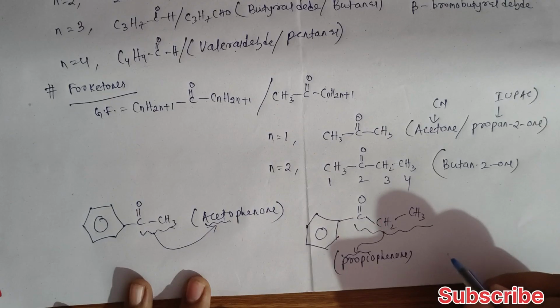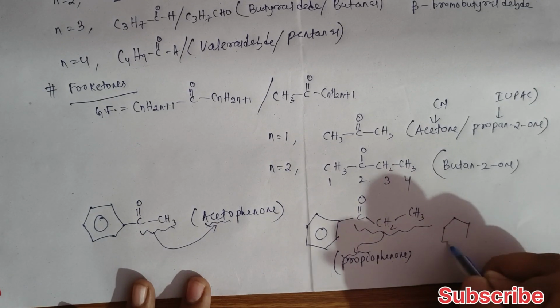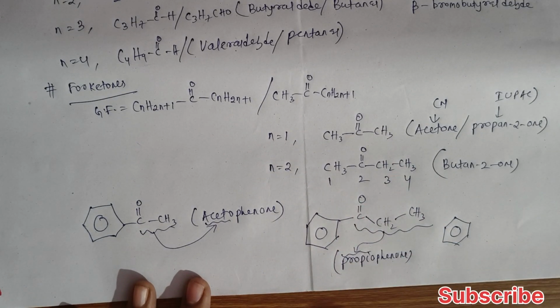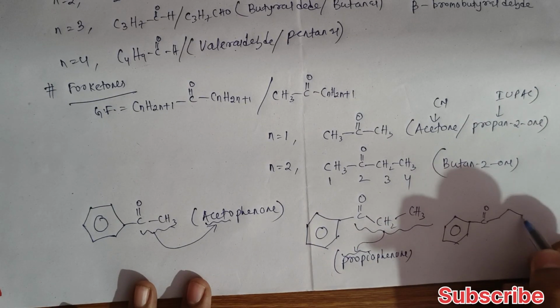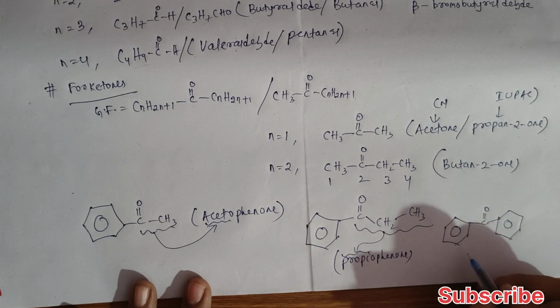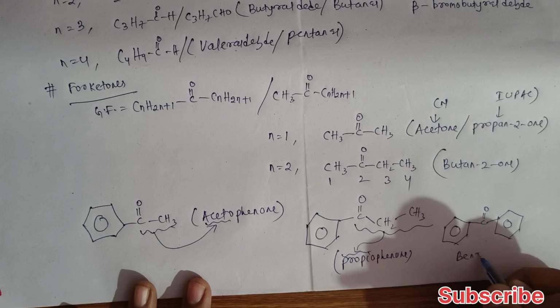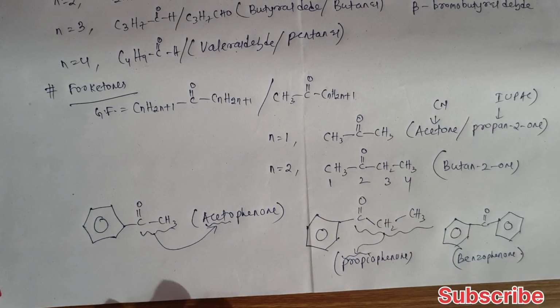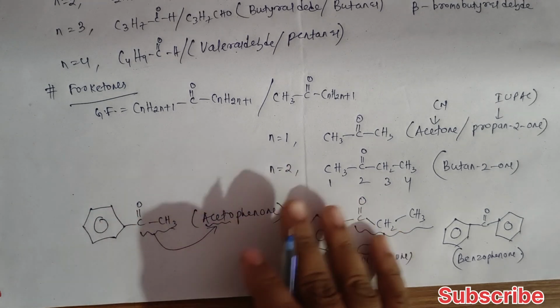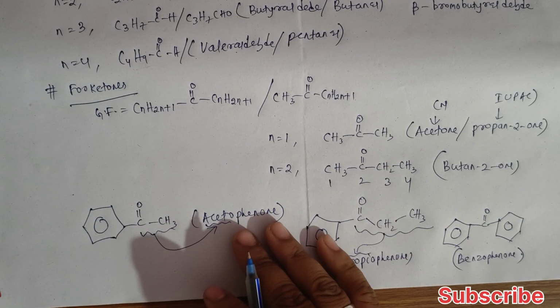So if I attach 2 rings with C double bond O, then it will be called as what? Then this is called as benzophenone. This compound is called as what? Benzophenone. So I hope it is clear to all of you. These are the common names of what?